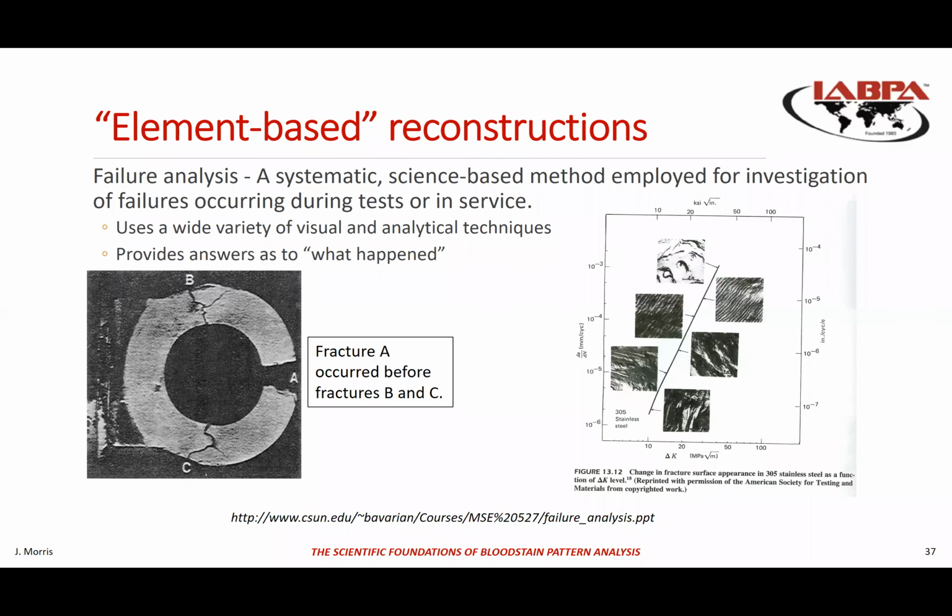And then we can do other things. Here we have an item that was broken, and in failure analysis, they've identified where that crack started, how that crack progressed through the item, where it ended, and how that item was moving as that crack progressed. These are very, very familiar concepts to the bloodstain pattern analyst.